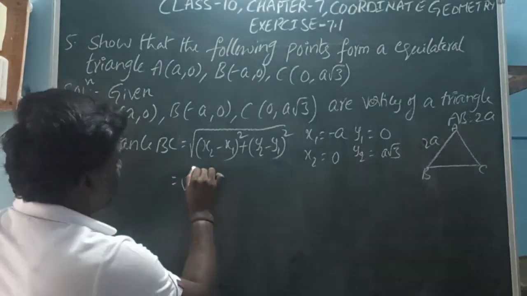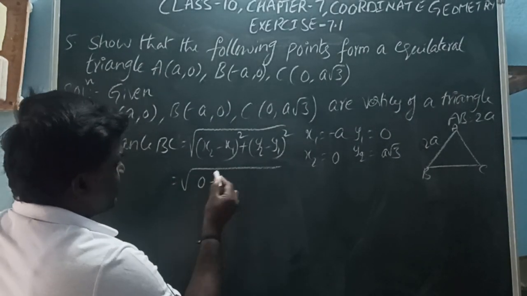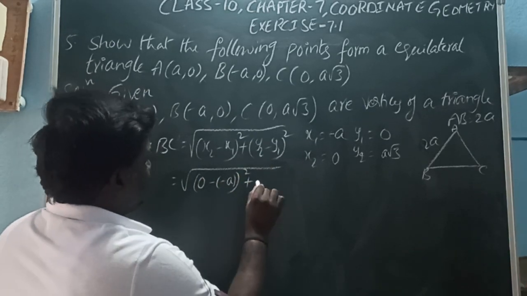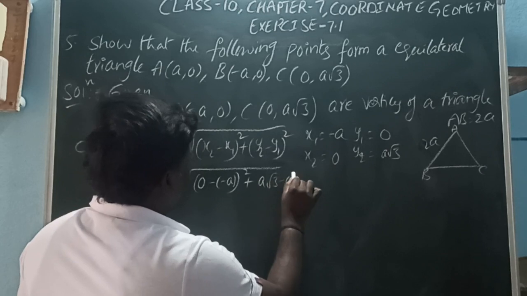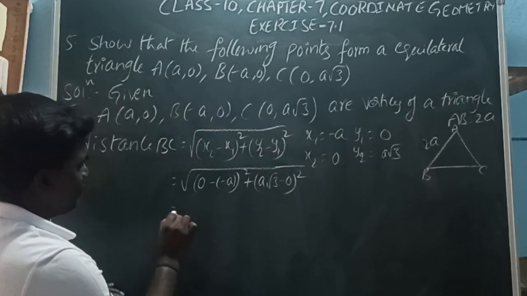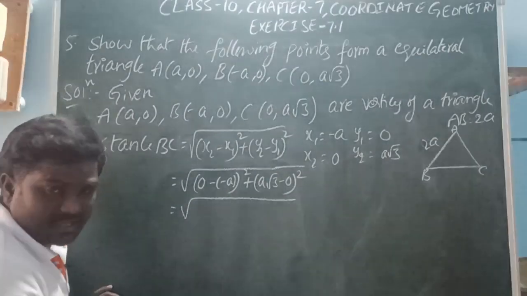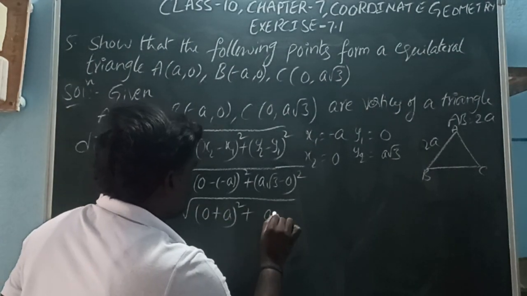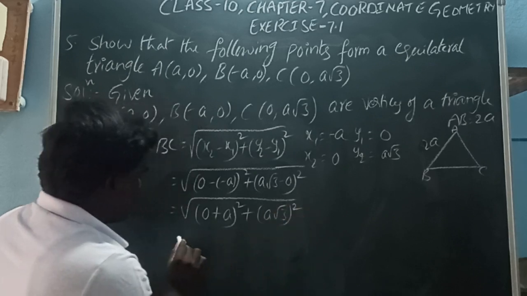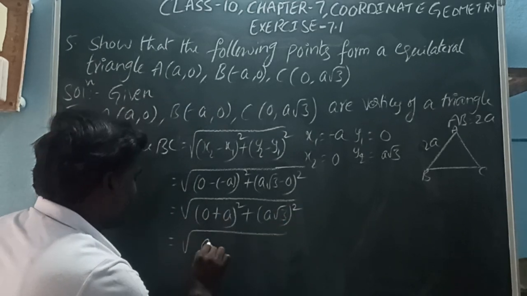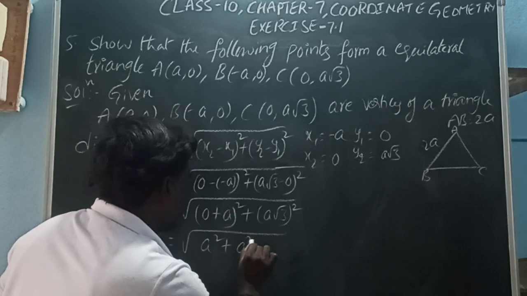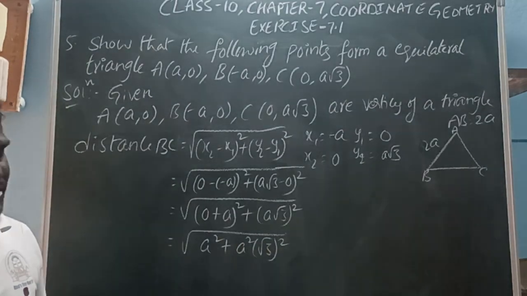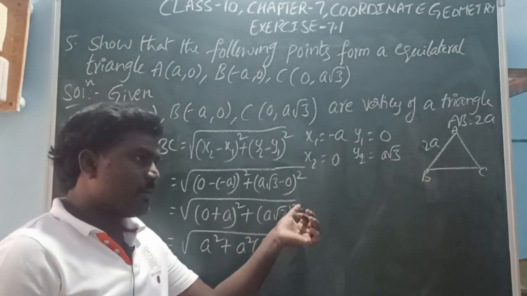So that is the square root of (0 minus (minus a)) whole square plus (a root 3 minus 0) whole square. So that is the square root of 0 plus a whole square plus a root 3 whole square. So 0 plus a square plus a square root 3 whole square. So a root 3 whole square.